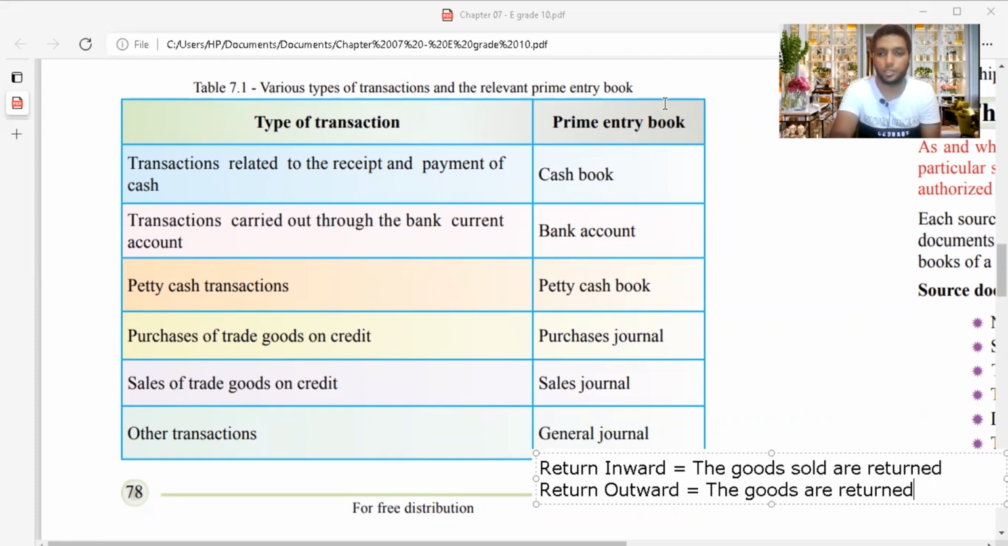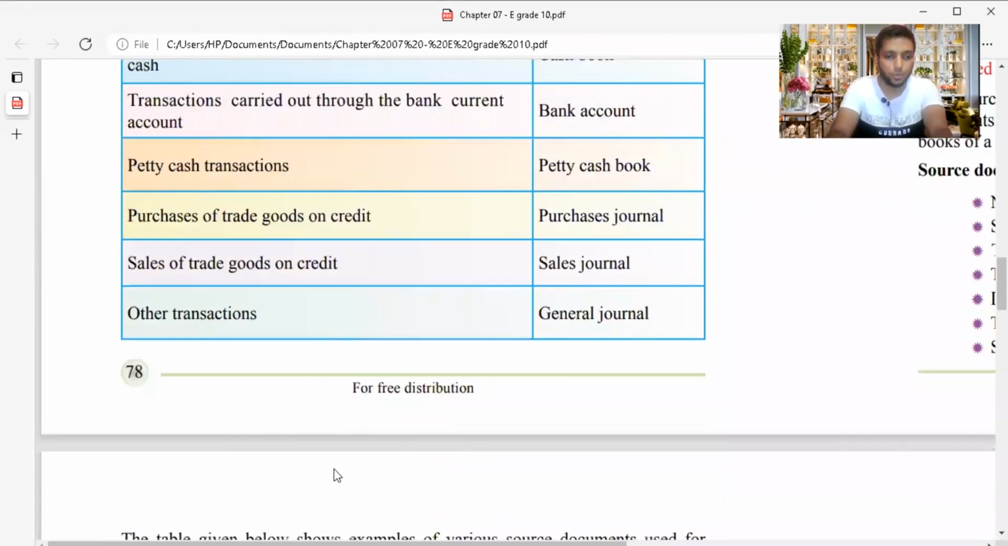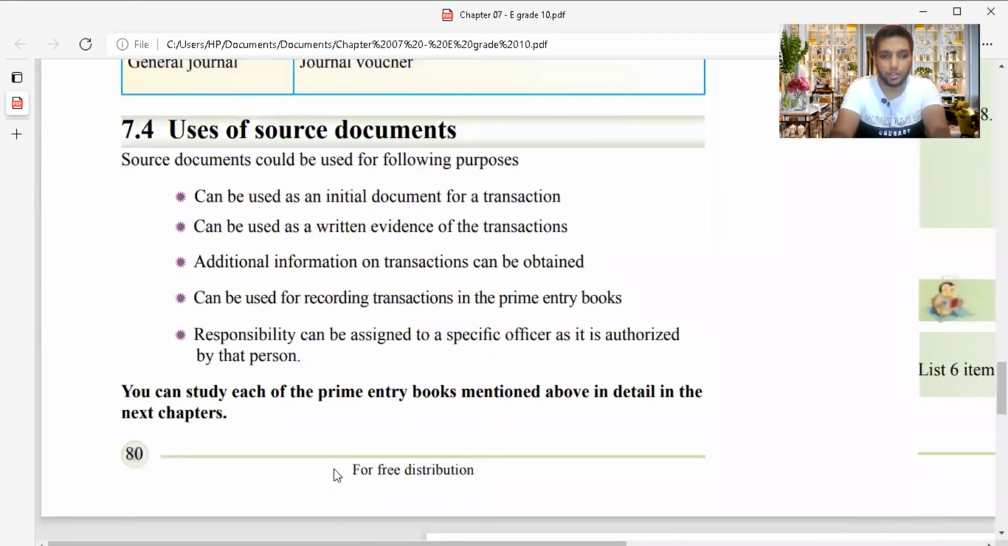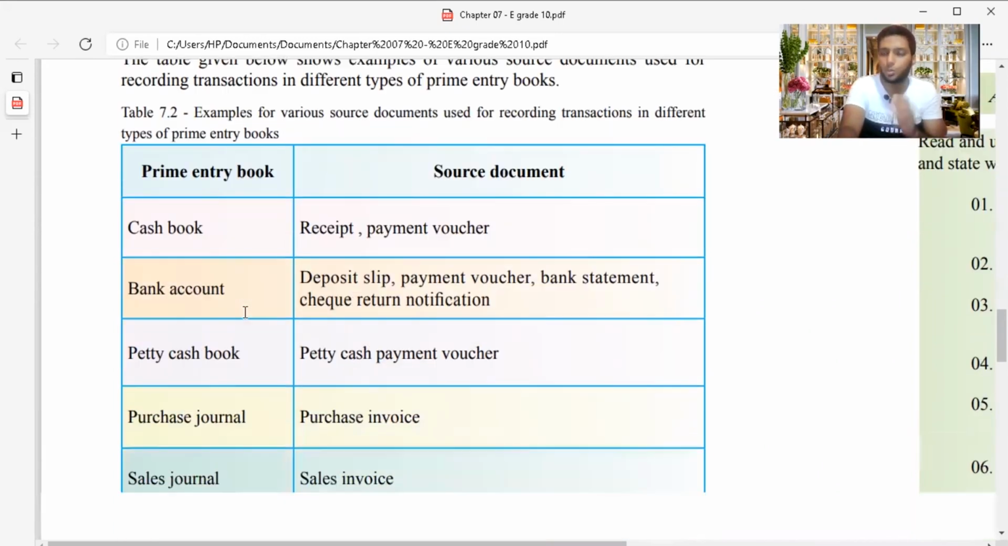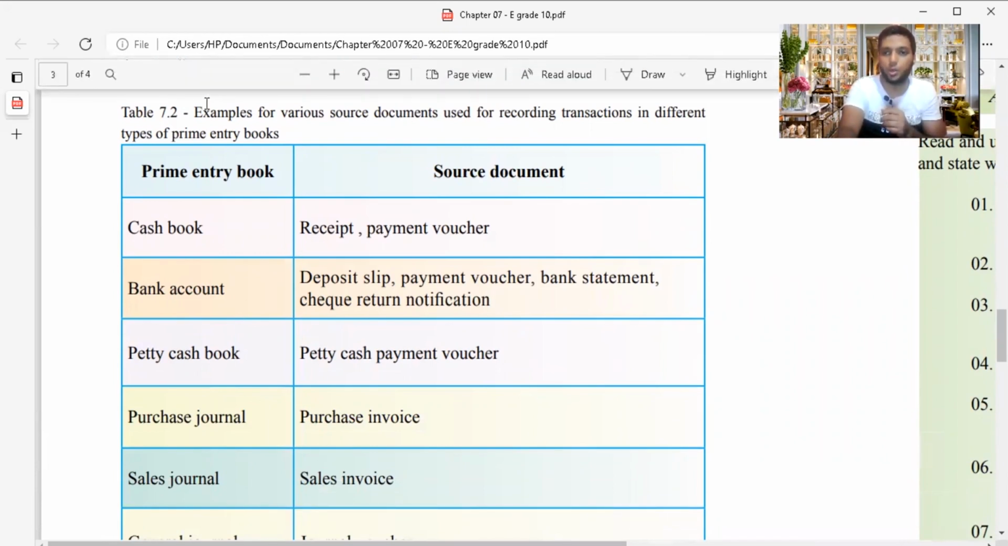So let's move on to the next part, guys. Erasing my journals. I'm coming to page number 79. 79 we are done. 80. So now you might see here primary books and source documents. What are the primary books they have given here? Cash book. Source document is the document you use to issue these primary books. Let's see what these types of primary books are one by one.